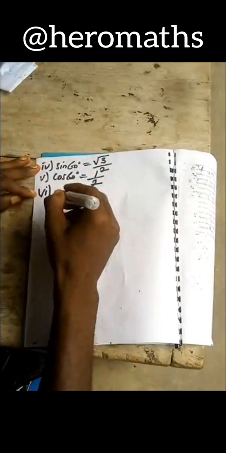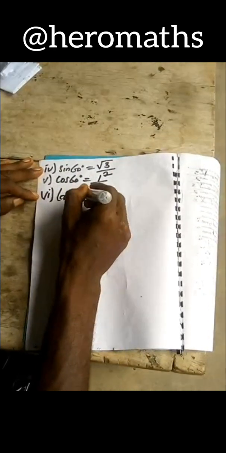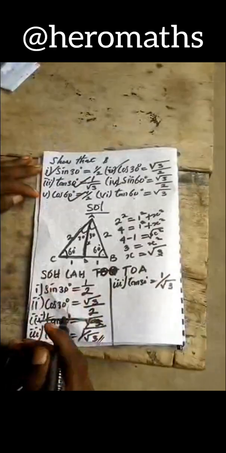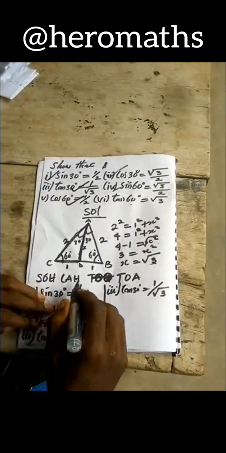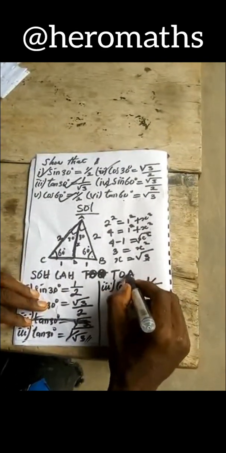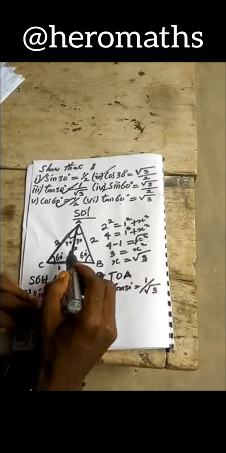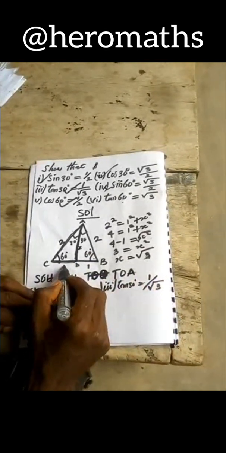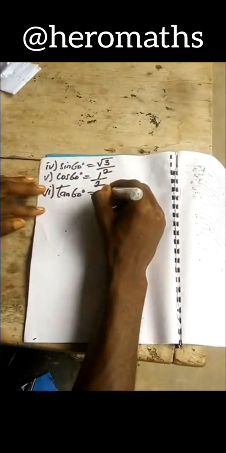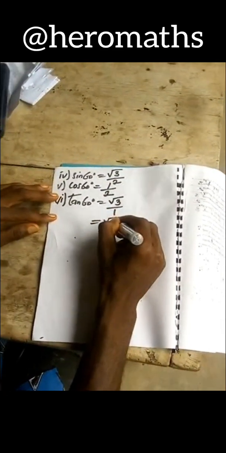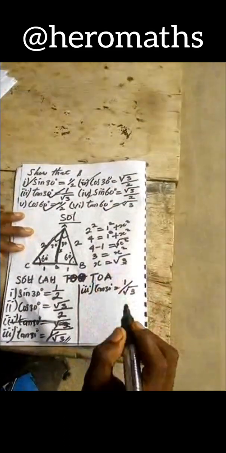Then VI, that is 6. Say tan 60 degrees. Now tan 60 degrees here. SOHCAHTOA says tan is equal to opposite all over adjacent. So this is our opposite, which is root of 3, and this is our adjacent, which is 1. So now you have root of 3 divided by 1. Then this divided by 1 will give us root of 3. As proven, as required. You look at it.